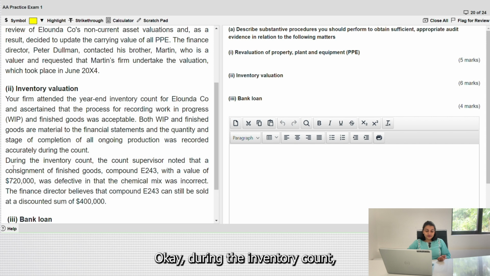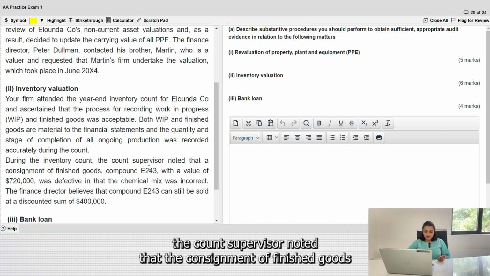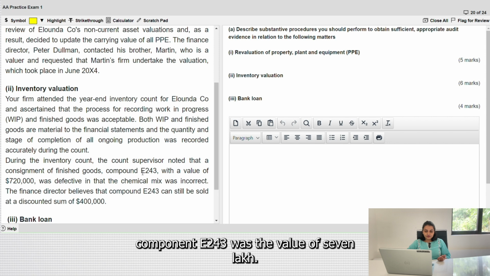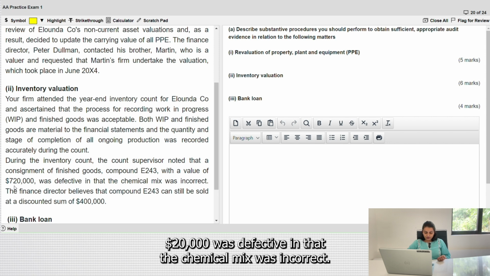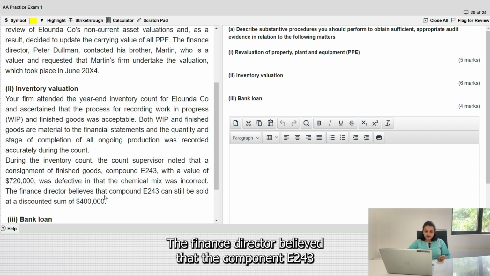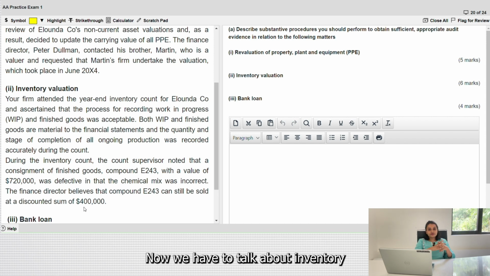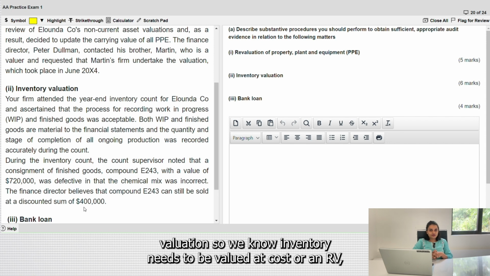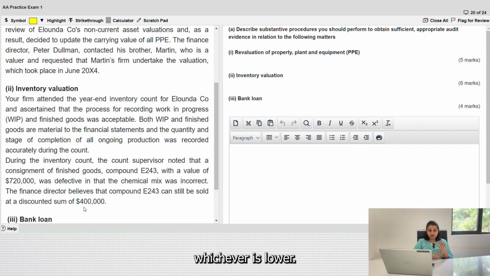Okay. During the inventory count, the count supervisor noted that the consignment of finished goods component E243, worth a value of $7,200, was defective, in that the chemical mix was incorrect. The finance director believed that component E243 can still be sold at a discounted sum of $4,000. Now we have to talk about inventory valuation. So we know inventory needs to be valued at cost or NRV, whichever is lower.